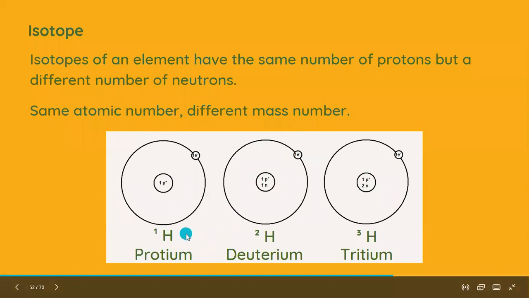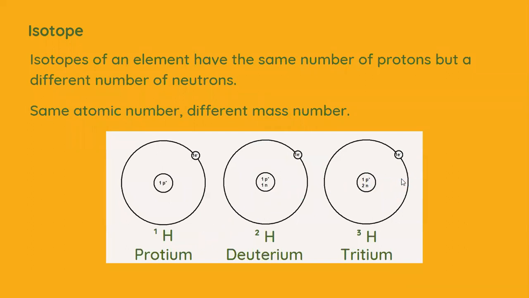Here we have the example of protium, deuterium, and tritium. These three are isotopes of hydrogen. The first one, protium, is the most abundantly found isotope of hydrogen. If you can see, it has only one proton and one electron, so its mass number is 1. Whereas here you have one neutron and one proton, which makes its mass number 2. Because tritium has one proton and two neutrons, its mass number becomes 3.